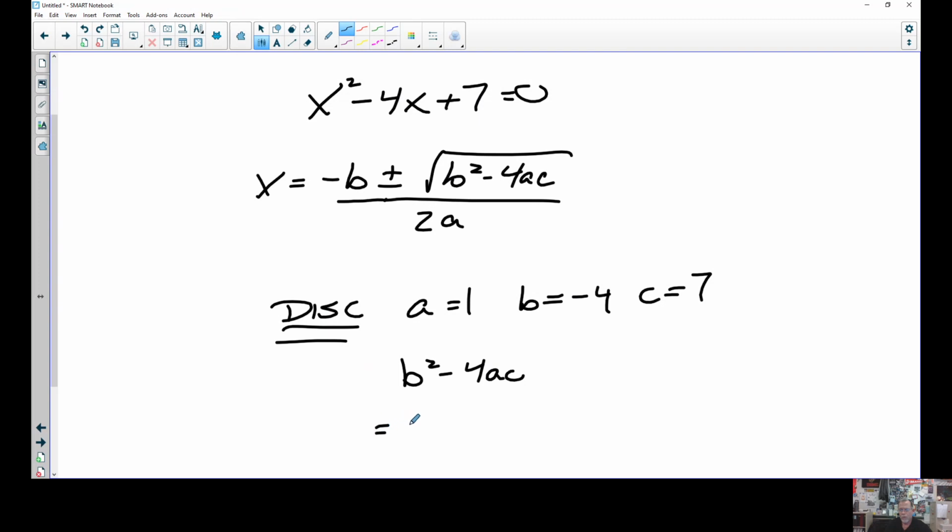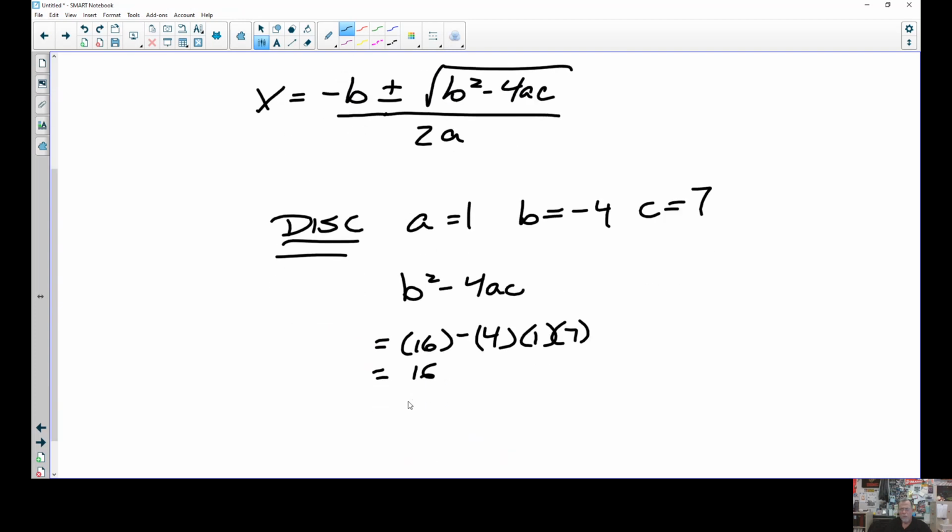b squared would be 16, right? Minus 4 times a times c. So that's 16 minus 28. So what is that? -12. So the negative number tells us what? If your discriminant is negative, then we know we have 2 complex roots. That's our case here.